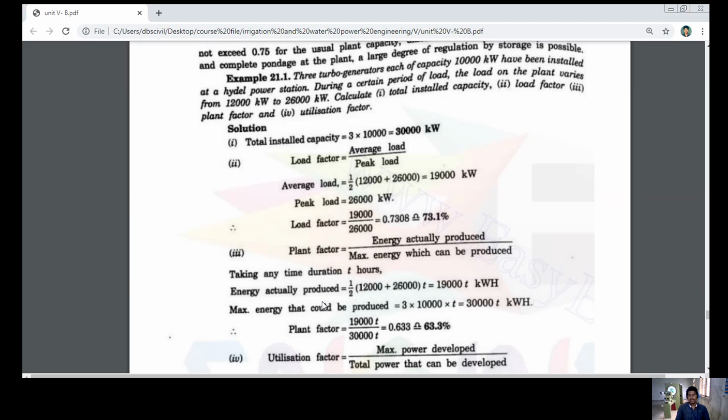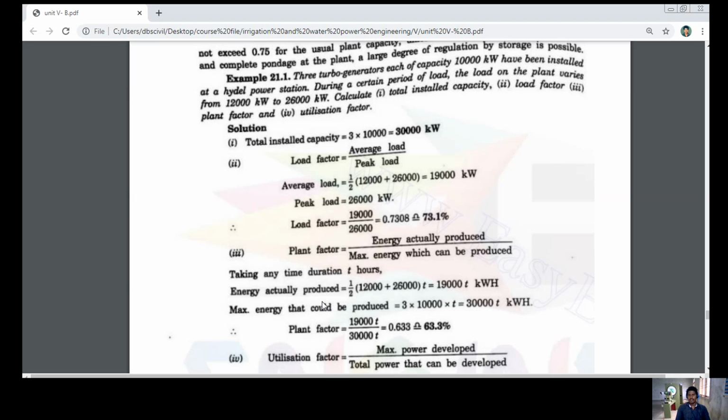Total installed capacity is 3 into the capacity of each generator, 10,000 kilowatt, which is totally 30,000 kilowatt. For load factor, we have the formula average load by peak load. Average load is half into 12,000 plus 26,000, that's 19,000 kilowatt. Peak load is 26,000 as they have said. Load factor is average load by peak load, 19,000 by 26,000, which gives approximately 73.1 percent.